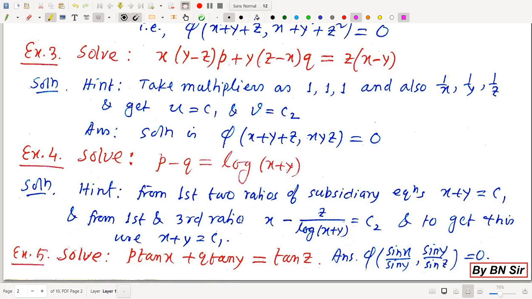So some examples are solved, some are left as exercise, and the theories are discussed nicely. The PDF is also very clear, and more examples, special types of examples, we shall discuss in the third lecture.